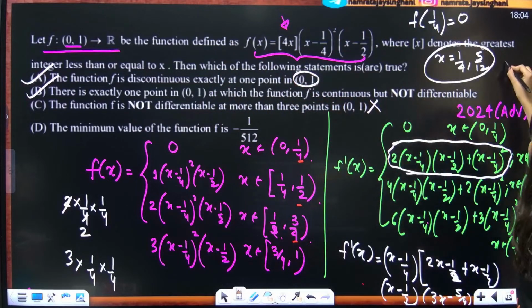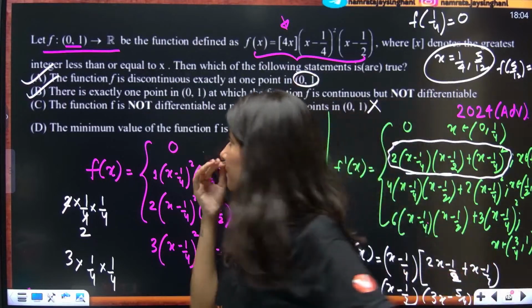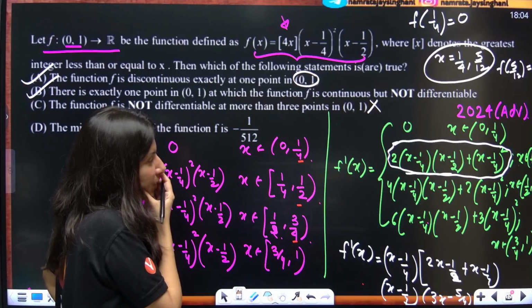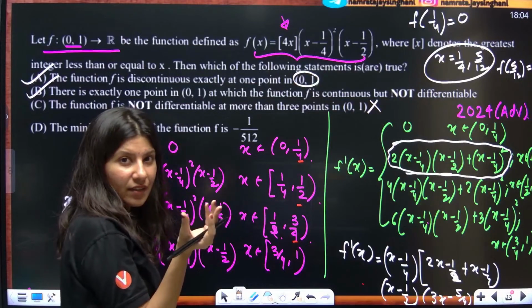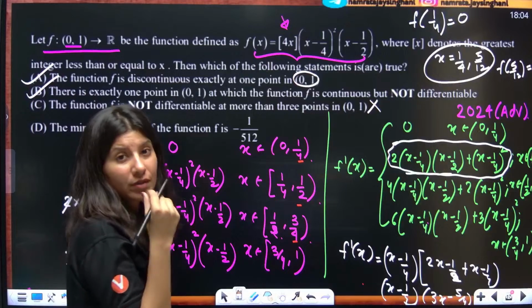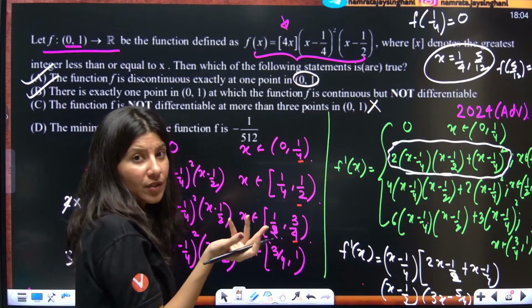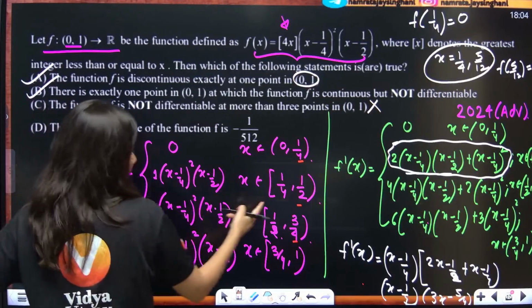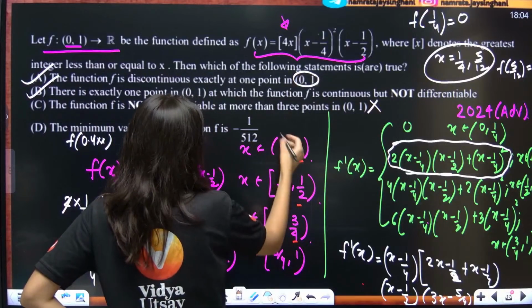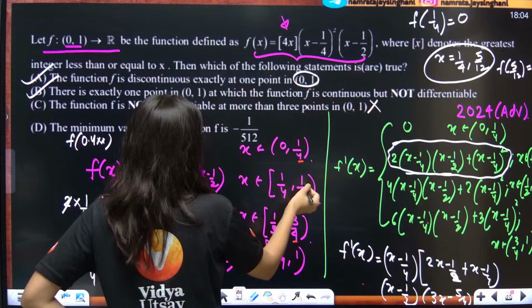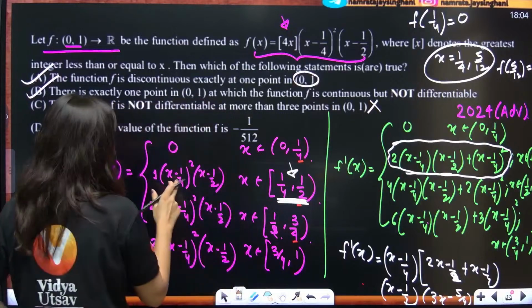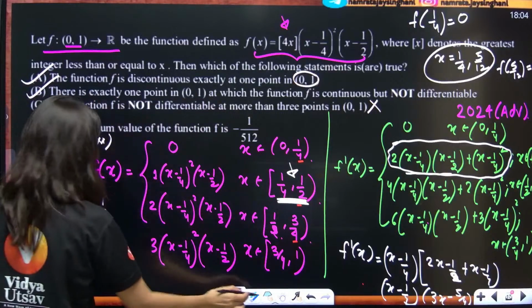Now, f of 5 by 12. 5 by 12, where to put? Where is the value? See. 5 by 12 is actually, 12 4s are 48, 0.4. 5 by 12 is what? 0.4. So, f of 0.4 something, where to put? So, this is 0 to 0.25, and 0.25 to 0.5. So, I think 0.4 will lie between these two. So, just put 5 by 12 over here.